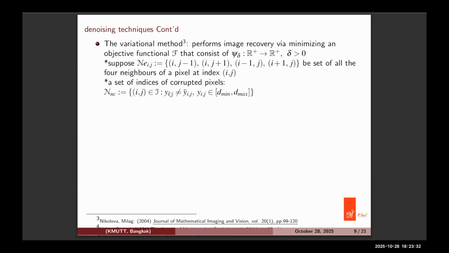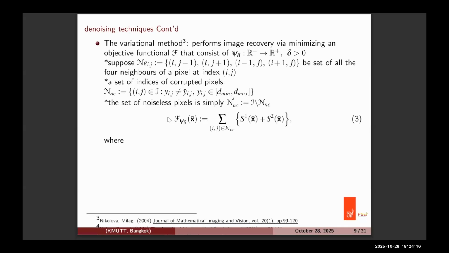And then suppose we also have a set that we call the set of corrupted pixels. This is a set that consists of the indices of the corrupted pixel values of the image, where Y_ij is the corrupted pixel value, which is not going to be equal to Y bar. This Y bar indicates a recovered pixel, one that is not noisy. The formulation of this objective function also involves the following in equation number 3. This N^c is trying to say the complement: if you remove the noisy ones, the remaining set of indices is denoted by N^c. So the objective function is simply formulated as equation number 3.